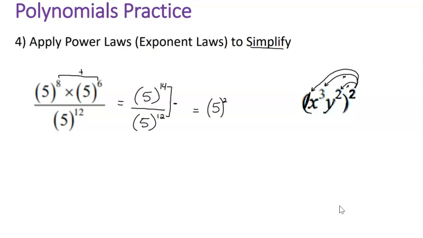So x cubed to the power of 2 means we're going to multiply our exponents, giving us x to the power of 6. And y squared, squared again, means we multiply our exponents. This is y to the power of 4. So simplified, we have x to the power of 6, y to the power of 4.